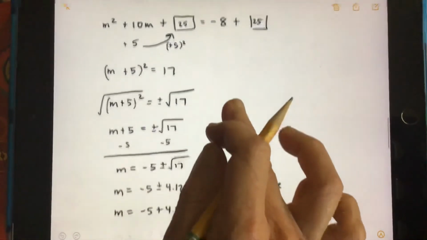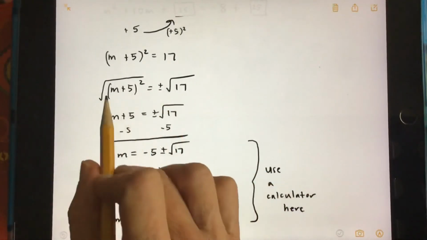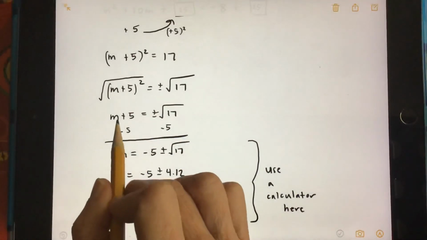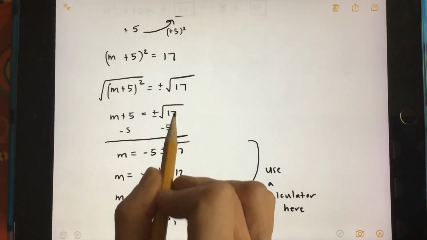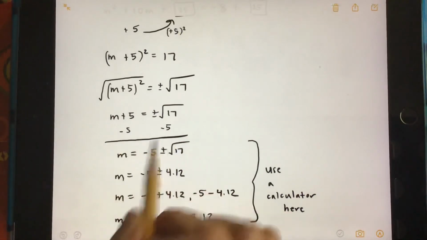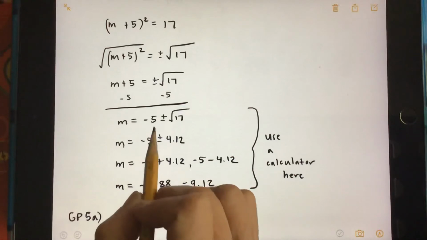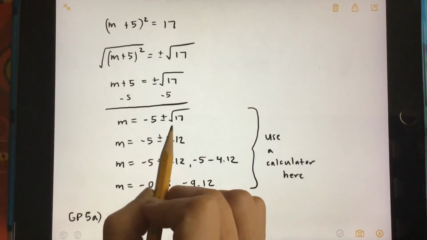And now we need to take the square root of both sides. That's what we're doing here, getting a positive and a negative root. We'll be left with m plus 5 equals positive or negative root 17. Now we need to subtract 5 on both sides. That's going to give us m is equal to negative 5 plus or minus root 17.